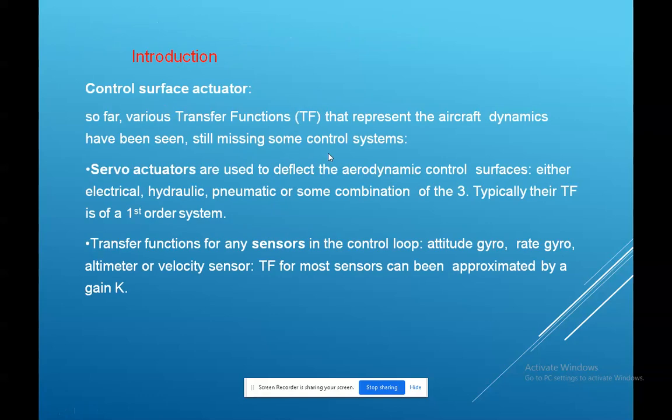So, control surface actuator. What is an actuator? An actuator is like a controller. So far you have studied various transfer functions for understanding or representing the aircraft dynamics. Every control system depends on transfer functions. So here the servo actuator also uses a transfer function, which is a first order system. It will be used for deflecting the aerodynamic control.